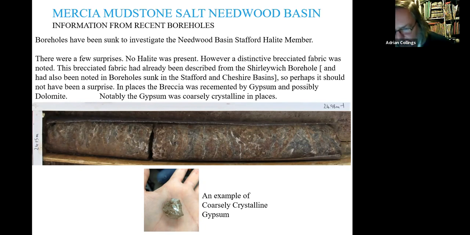In places, the breccia was re-cemented by gypsum and possibly dolomite, and notably, the gypsum was coarsely crystalline in places.